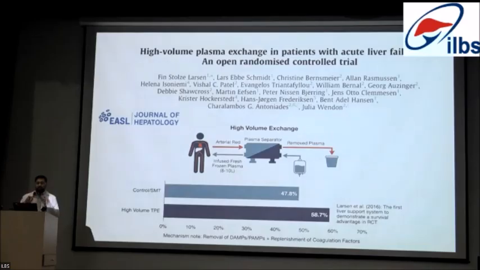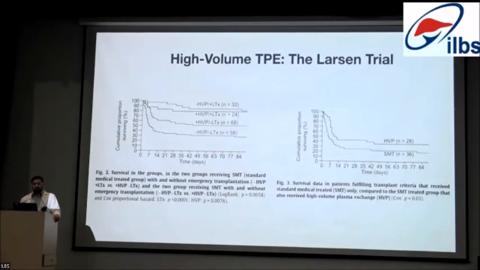The first and biggest literature came from Larsen's trial in 2016. They showed high-volume plasma exchange in patients with acute liver failure, in an RCT. They showed a survival benefit, 58% rather than 47%. This is the first, bigger RCT showing a liver support system gives a survival benefit in the RCT cohort. But when we look into the literature, plasma exchange is not replacing transplant.